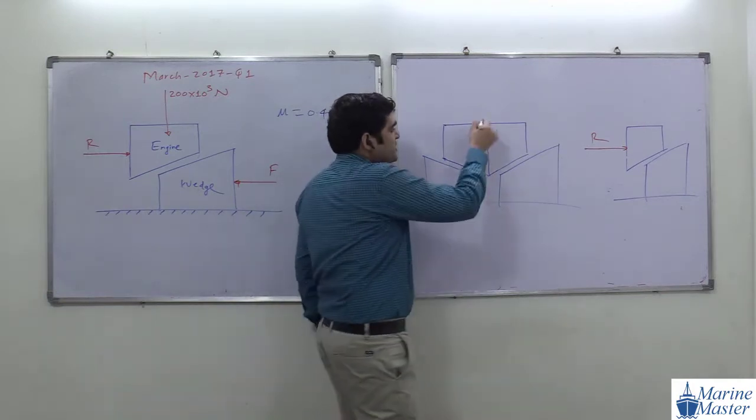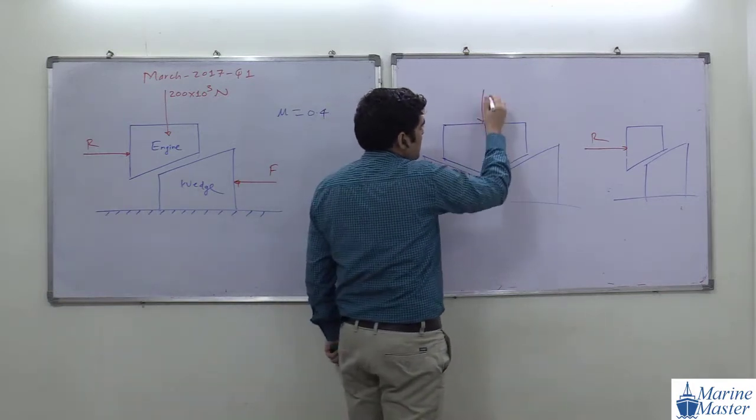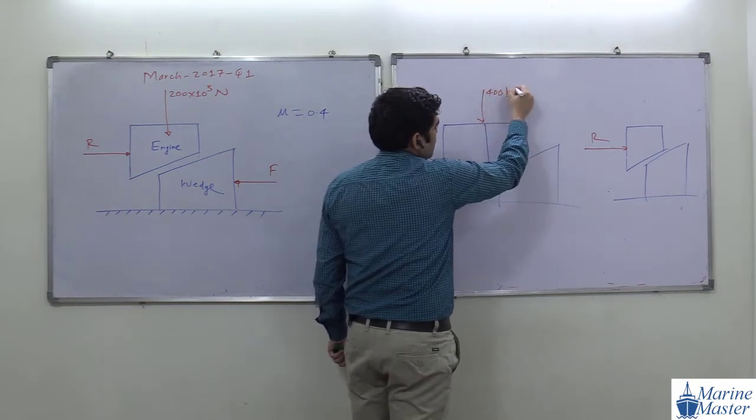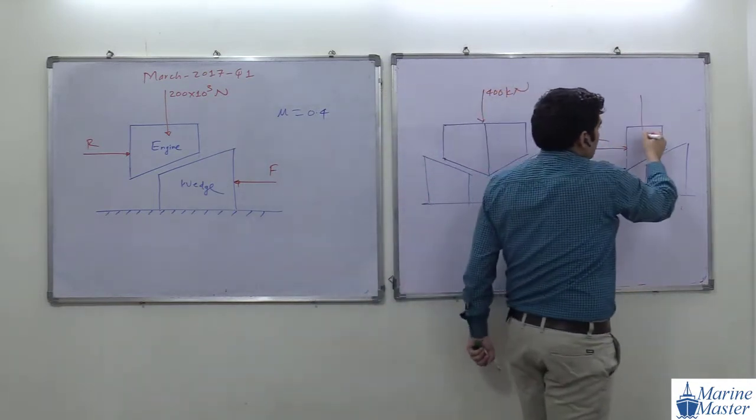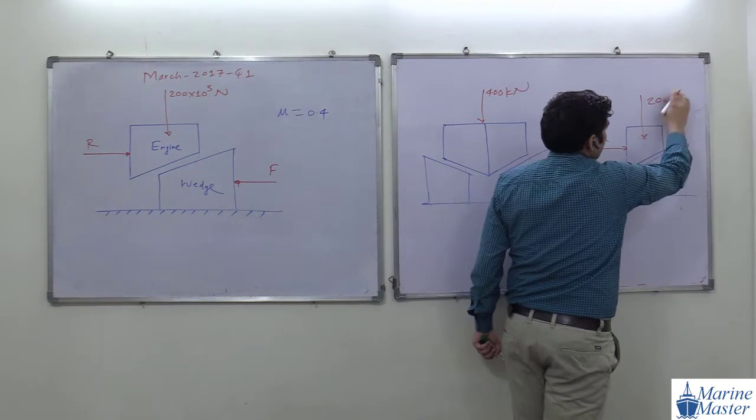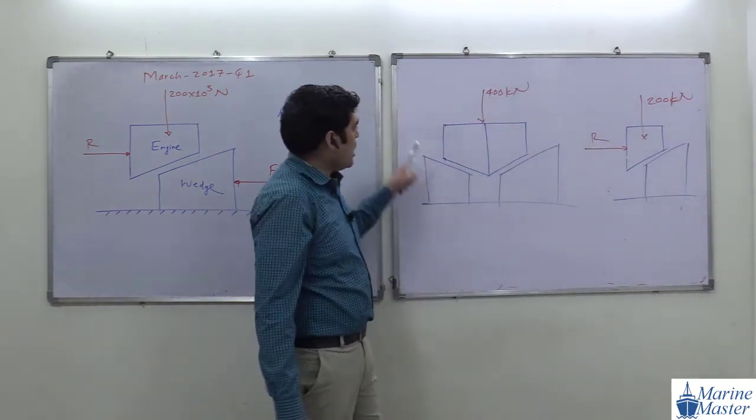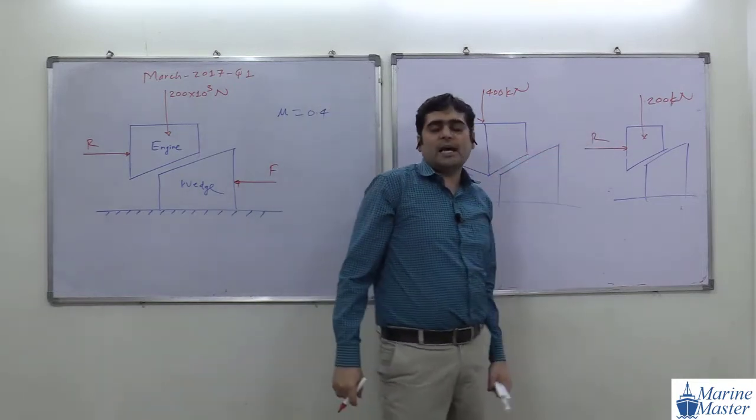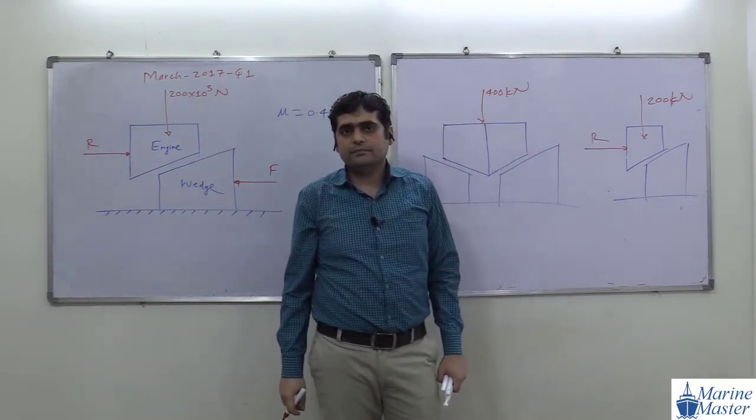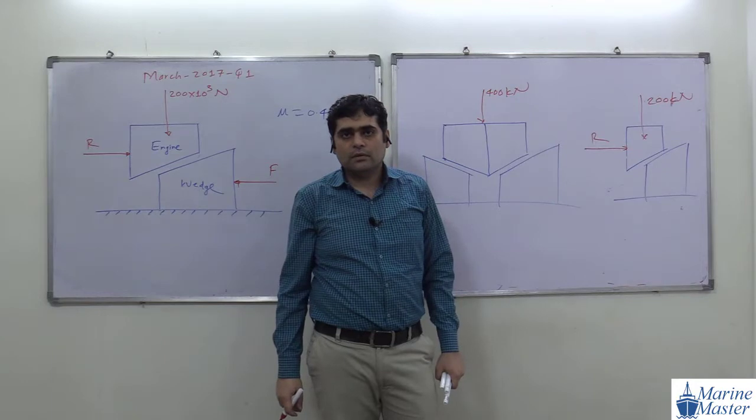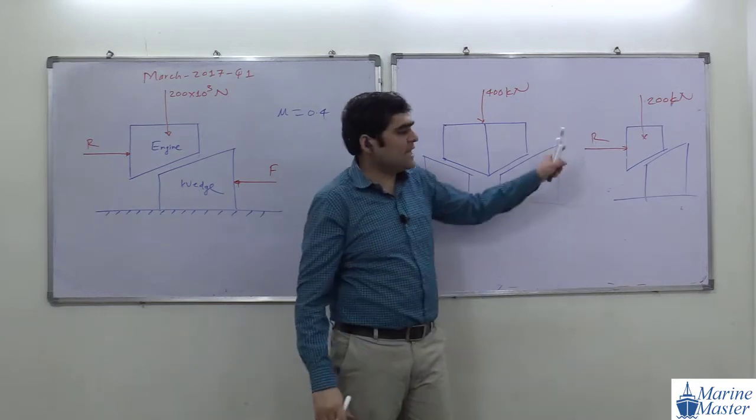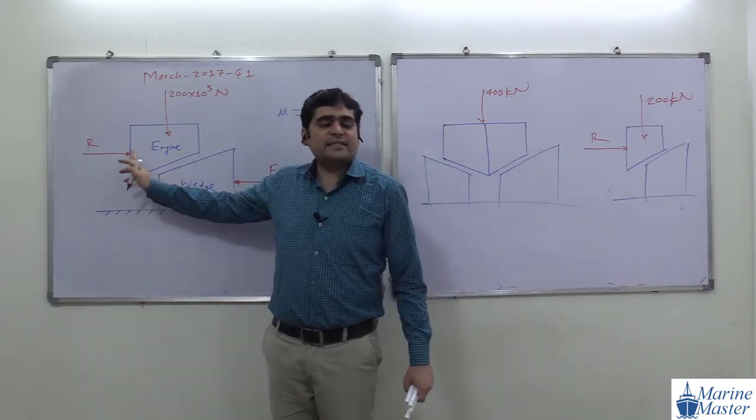And see, total load is, suppose there are two wedges, total load will be how much? 400 kilonewton. So on each wedge, how much will be the load? 200 kilonewton. Are you getting my point? Try to see the scenario, how this R is coming. Any doubt in this R? Why is this R there?